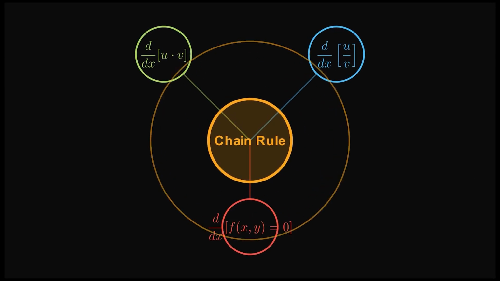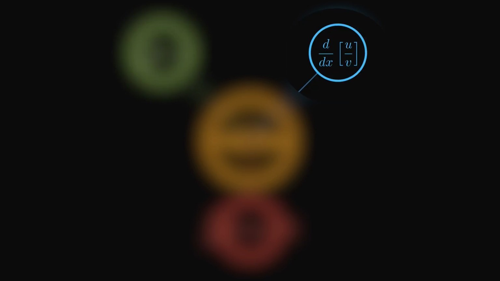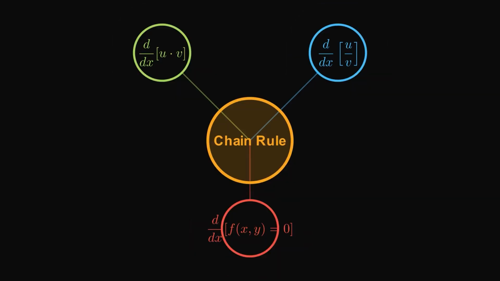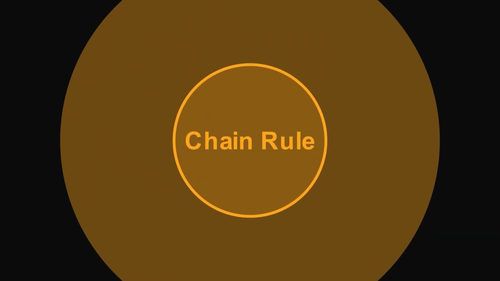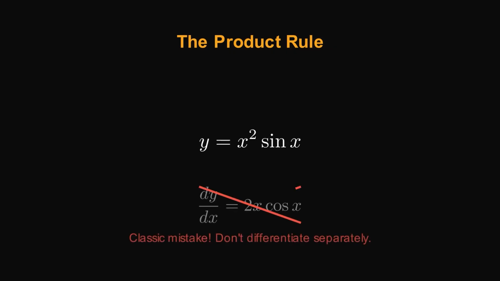Because every rule from here assumes you've got it locked in. The product rule assumes it, the quotient rule assumes it, implicit differentiation is it, just with a costume on. So if you walk away with only one thing from this video, make it this one. What's the derivative of x squared sine x? If your first response is to say 2x cosine x, then stop, because that is, again, similar to before, one of the most classic mistakes.